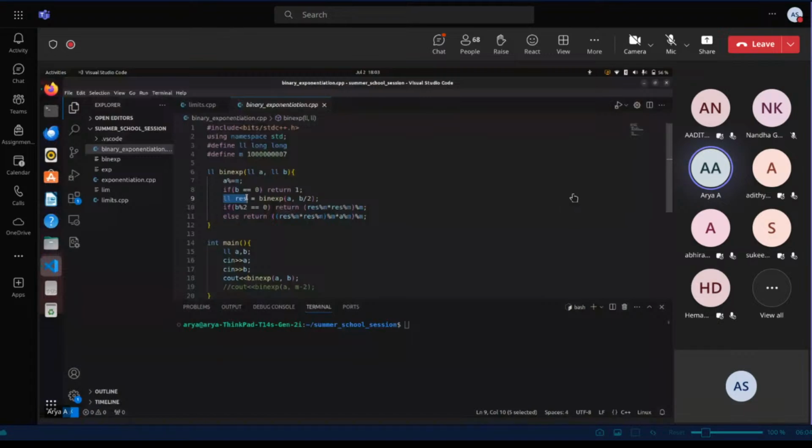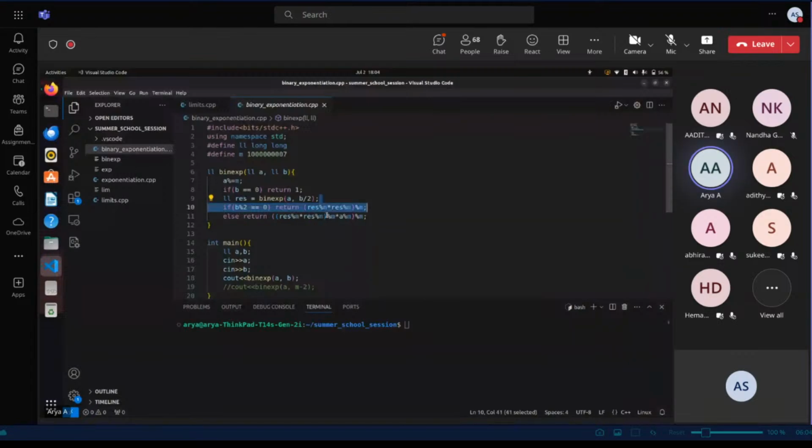Now I'm calculating a variable called res. As you know, if n is greater than 0 and if n is even, a power n is written as a power n by 2 into a power n by 2. That is what I'm actually doing. I'm calling binexp with a, but instead of b, I'm passing b by 2. Just taking 1/2 of that exponent, and I'm storing it in res. Now b mod 2 equal to 0. This means that if b is even, return res mod m into res mod m whole mod m.